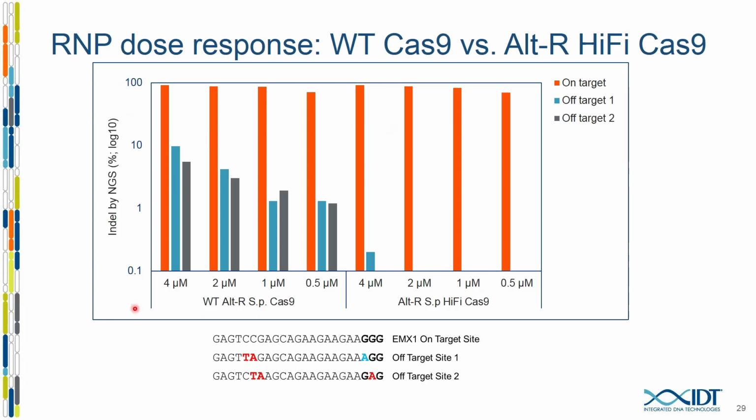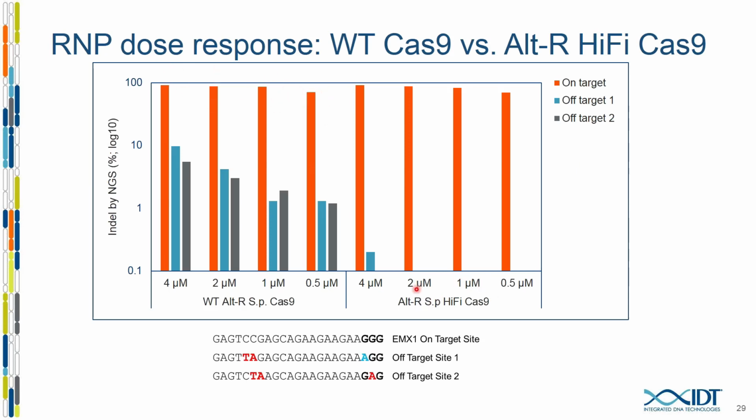And just to point out, this is a log scale graph here. What we see is that with RNP delivery, using this very quantitative assay, and looking at on target in orange, the number one off target in light blue, and then the second most frequently edited off-target site in gray, you can see that simply diluting the RNP complex gives you quite a reduction in off-target editing and not a huge effect on on-target editing. This is basically what I showed before.